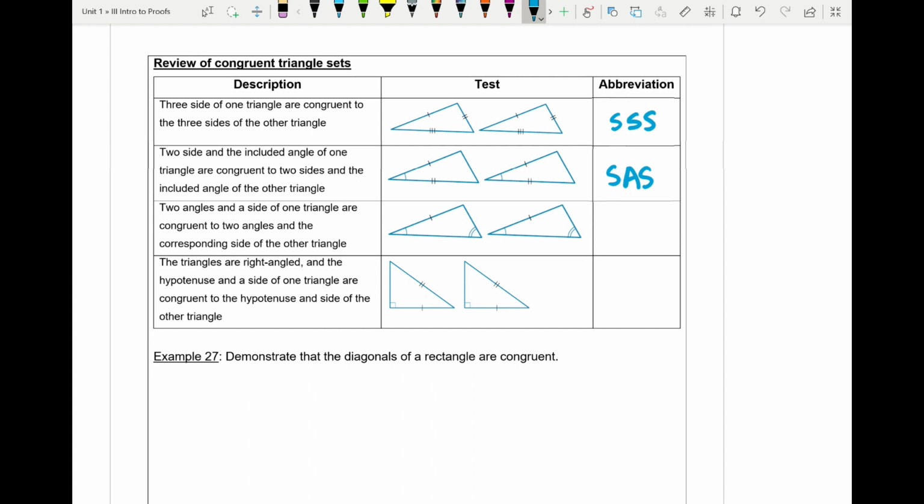If we have 2 angles and then a side, if we have 2 angles, it means we have the 3rd angle because all angles in a triangle have to add up to 180 degrees. So that one side is enough to give us congruence. So this is angle, angle, side. And then if we have the hypotenuse of a right angle triangle, and we have one of the sides, as well as the fact that it is right angle, that is also enough. So this is our right hypotenuse side.